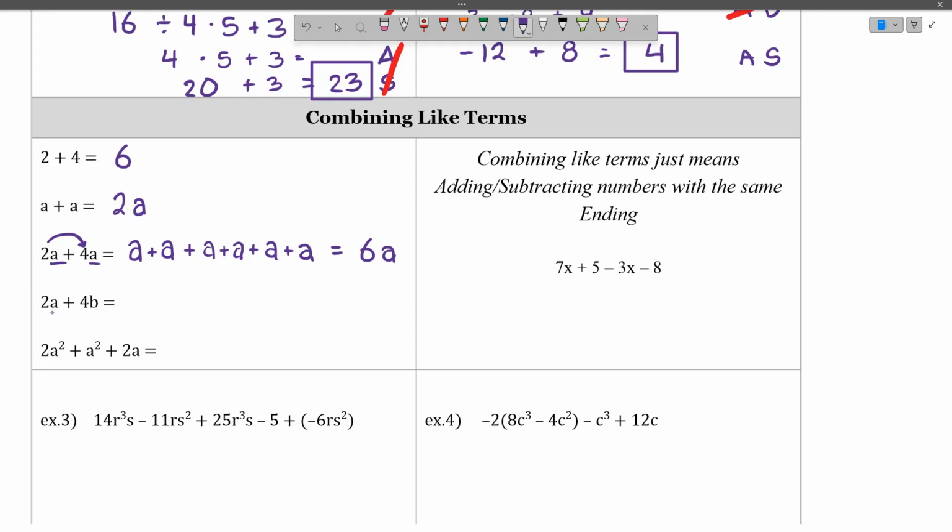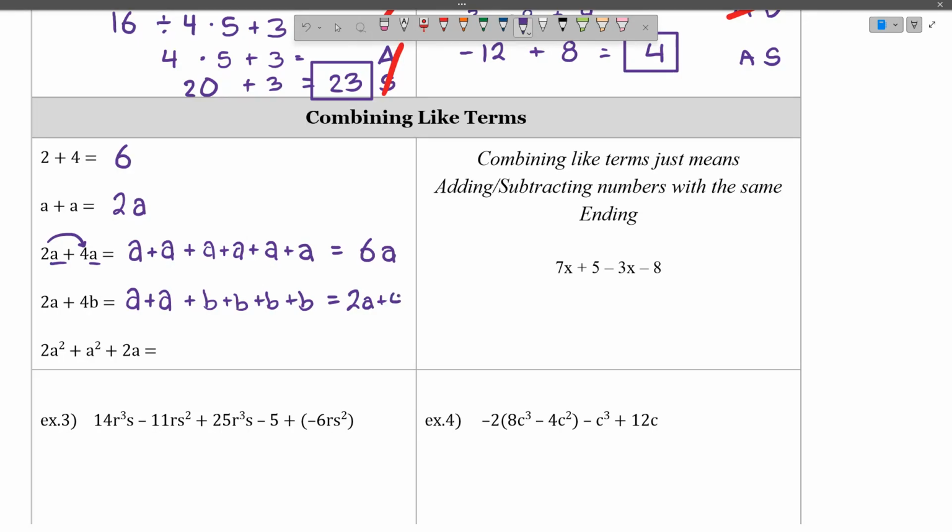How about the next one? 2A plus 4B. Okay, well, let's see. I have 2 A's. I have 4 B's. But if I'm looking at these, does anything combine? Well, not really, because the A's are their own thing. They're just A's. The B's are their own thing. They're just B's. So they can't really combine together. We can't make a bigger number of A's or B's. So we call these unlike terms. They cannot be combined. So we keep them separate.